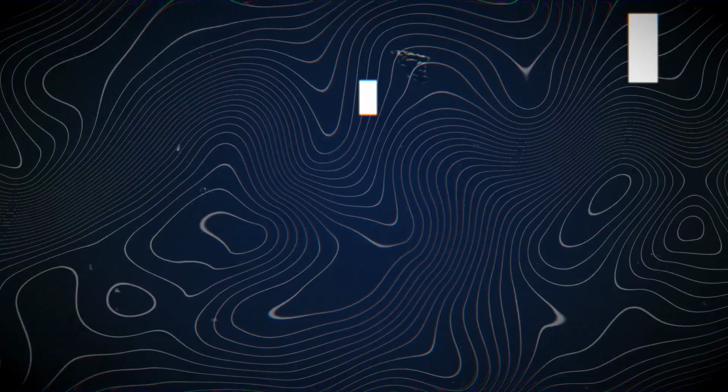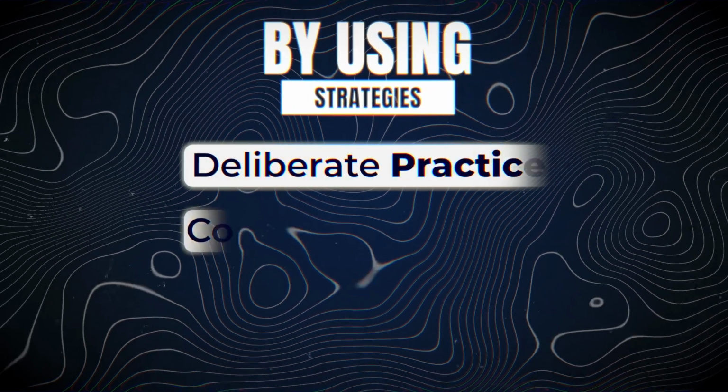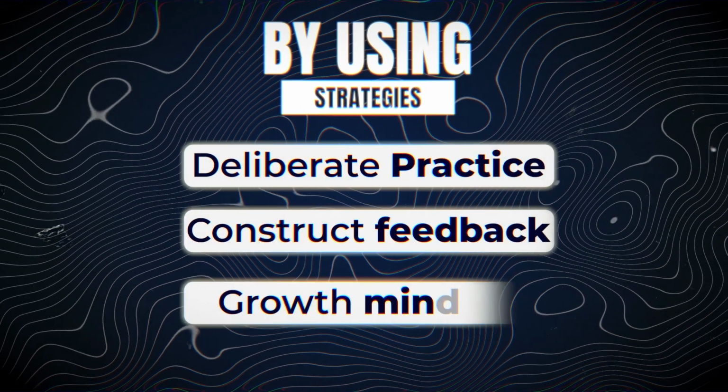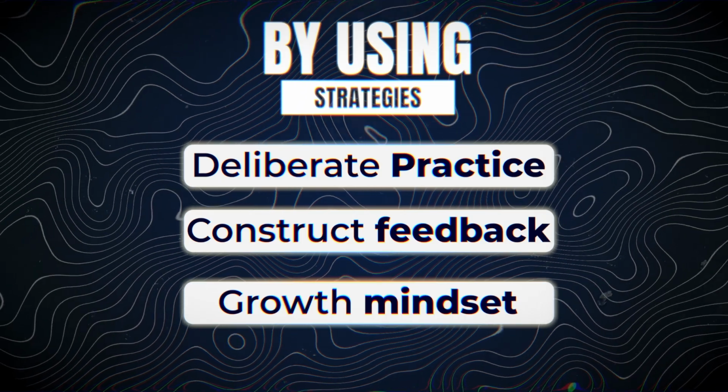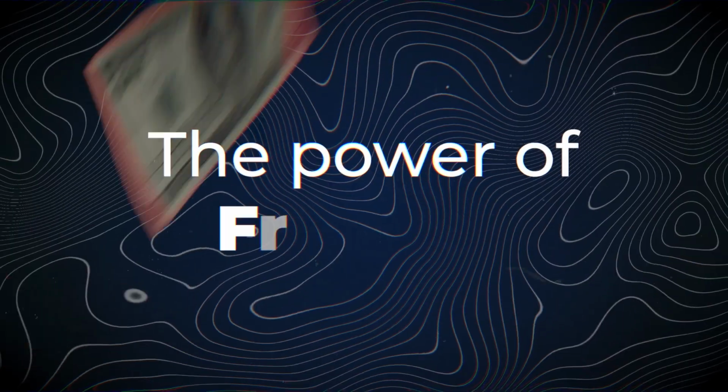and perseverance. Cognitive science can help us understand our own learning process and improve our ability to progress in different areas. By using strategies such as deliberate practice, constructive feedback, and adopting a growth mindset, we can optimize our learning and achieve our goals. The power of framing.